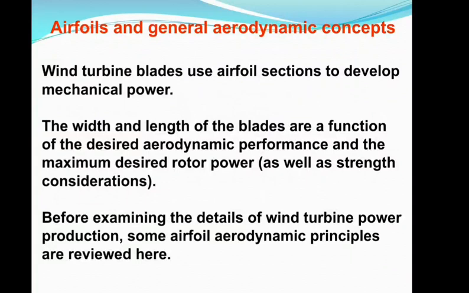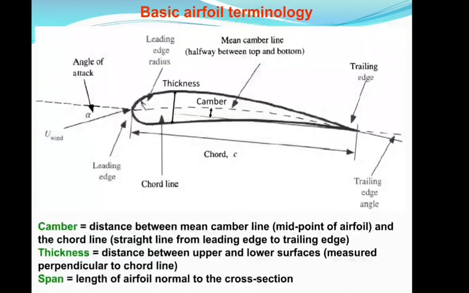Wind turbine blades are designed according to the airfoil structure, which is commonly used in the design of an aeroplane wing. Wind turbine blades use airfoil sections to develop mechanical power. The width and length of the blade are a function of the desired aerodynamic performance and the maximum desired rotor power. Before examining the details of wind turbine power production, some airfoil aerodynamic principles are reviewed here.